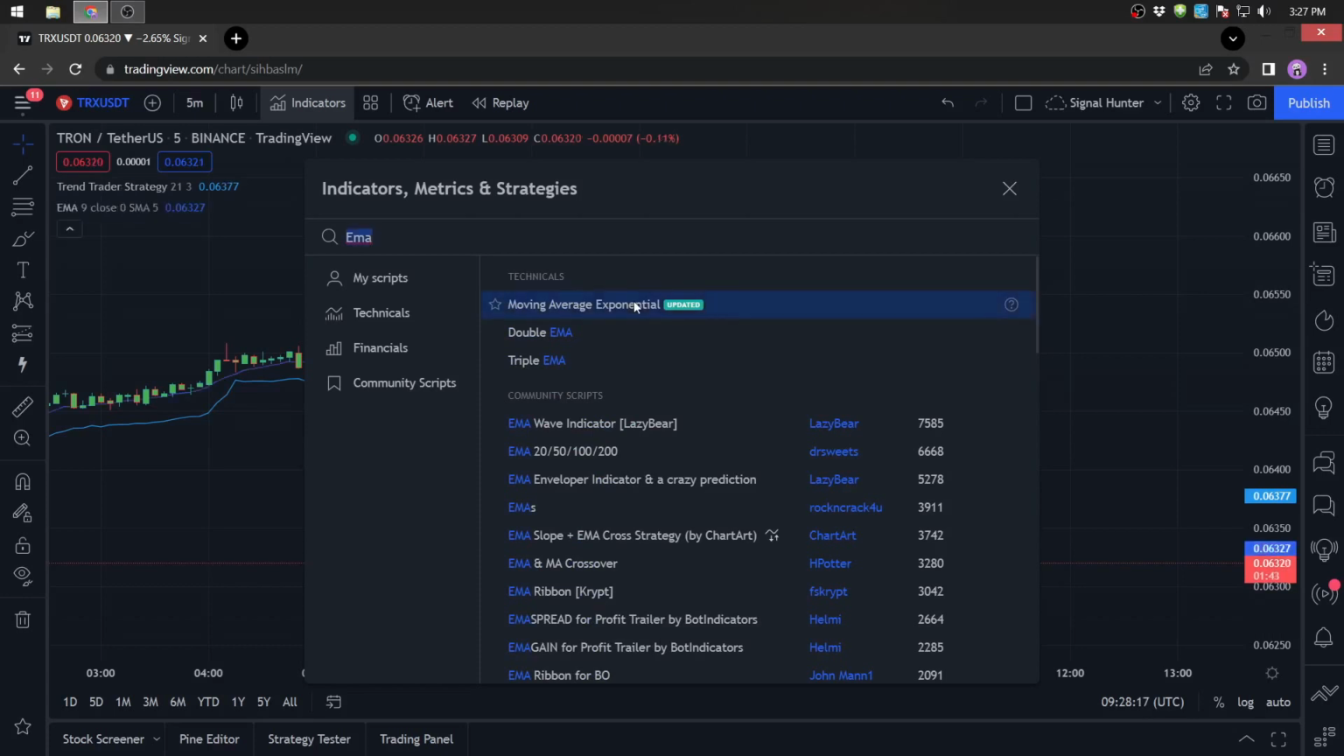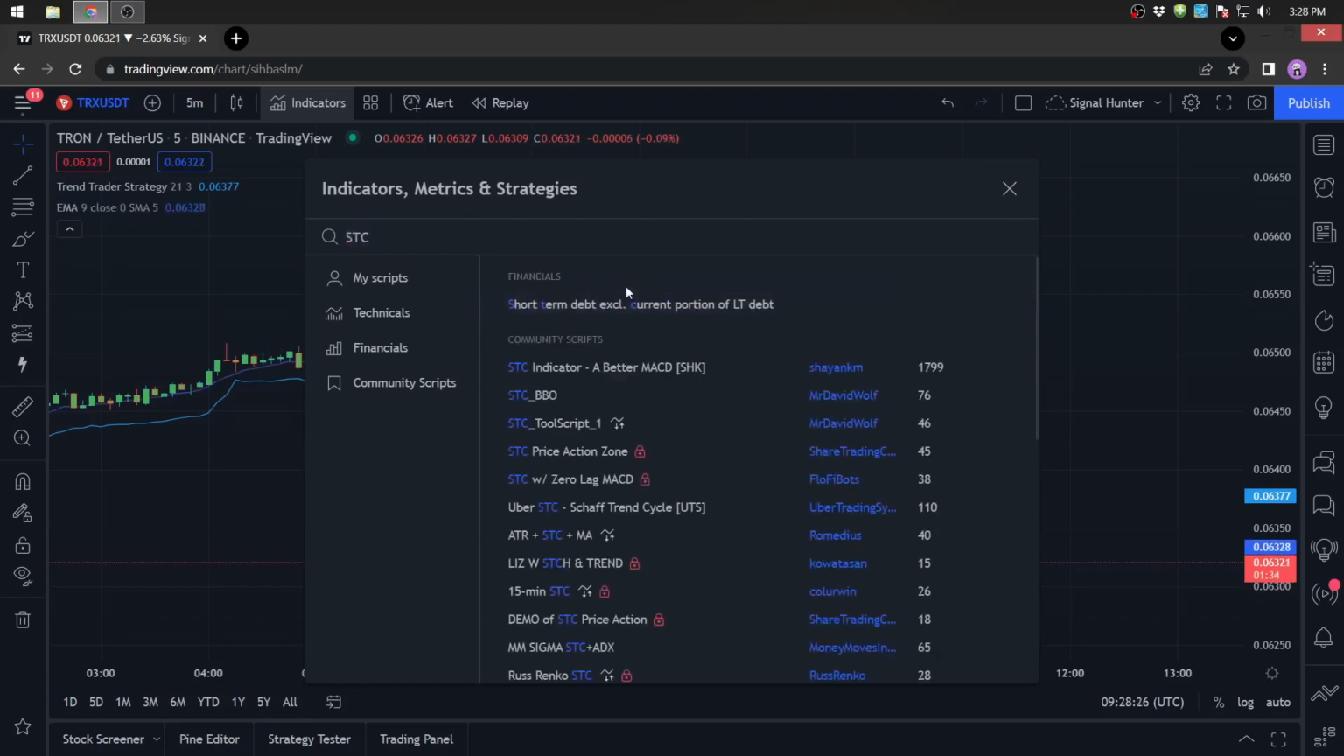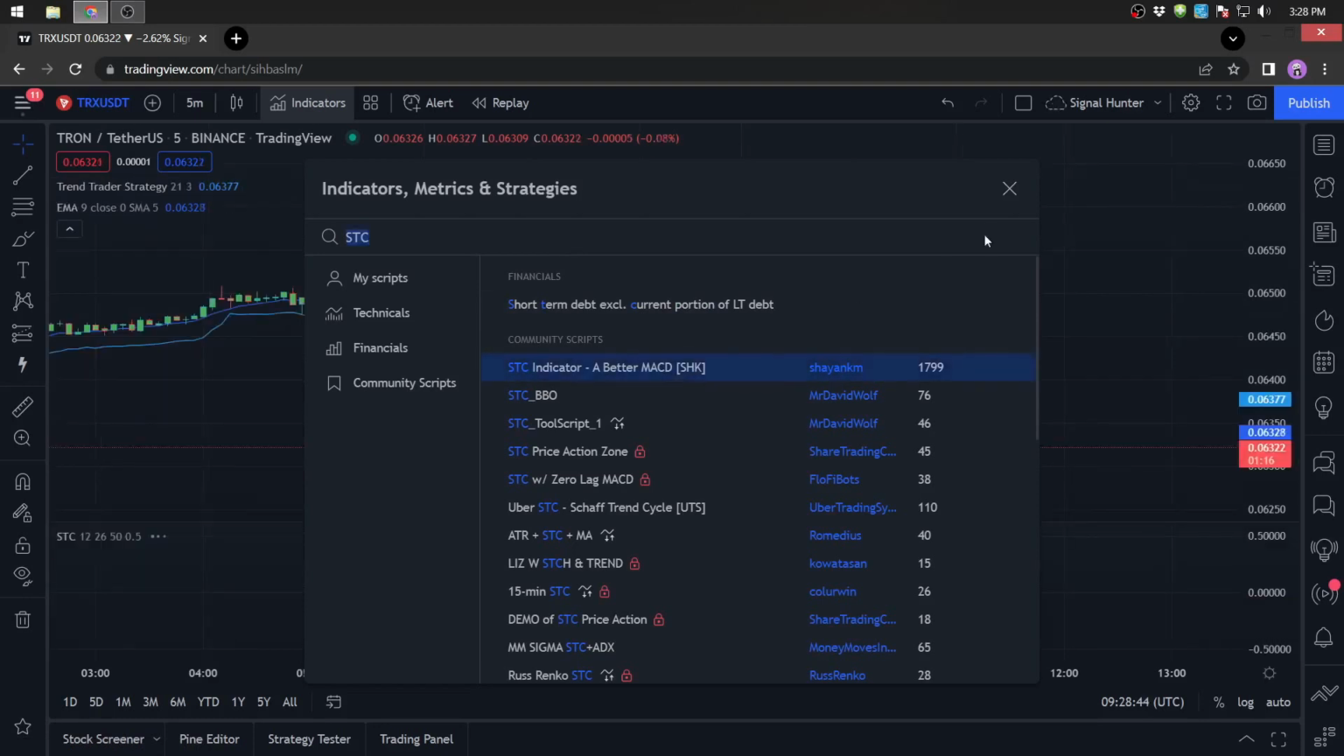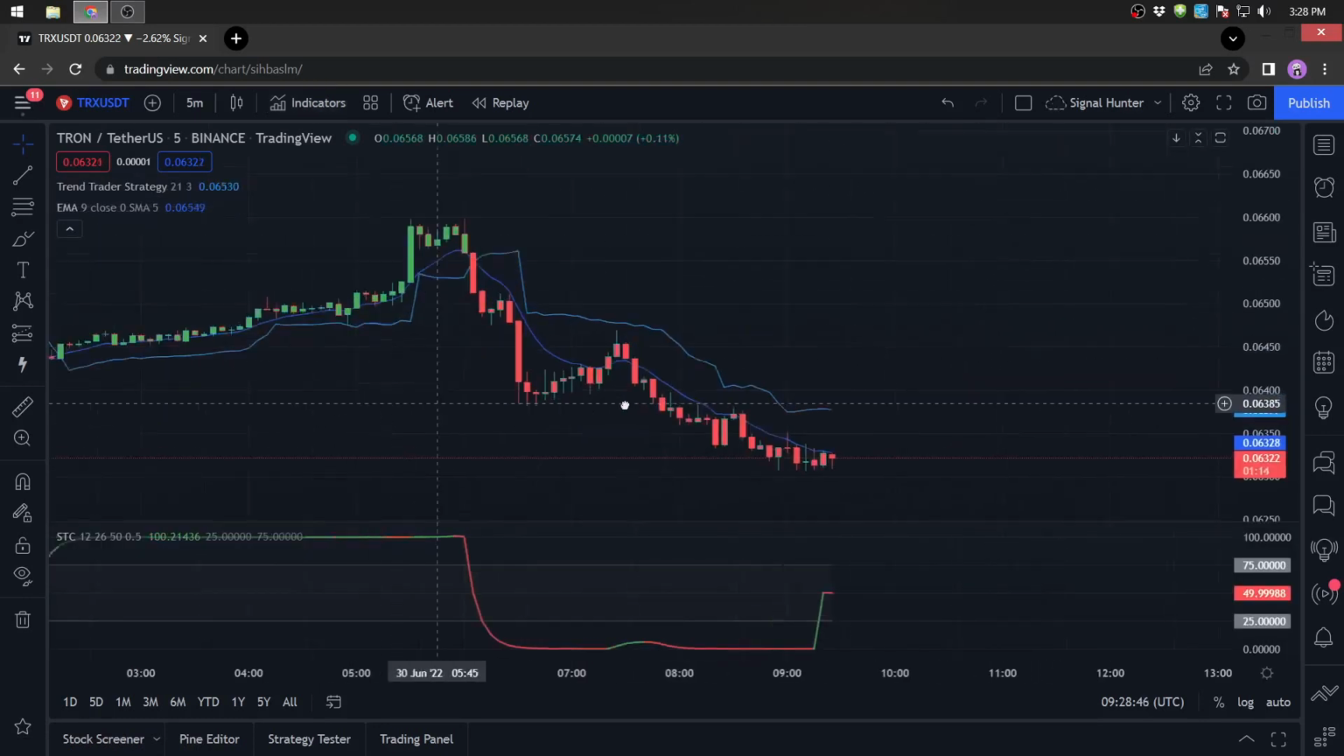And our third indicator is STC. Once I write here STC, you can see another indicator. The indicator name is STC indicator, a better MACD by Cheyenne KM. So I simply click to add it on my chart as well. Okay, we have successfully added our 3 indicators.